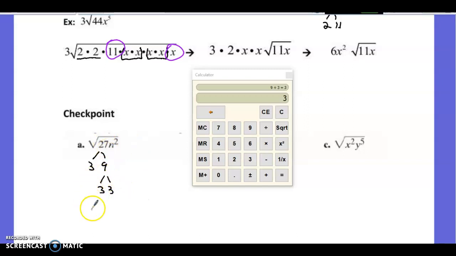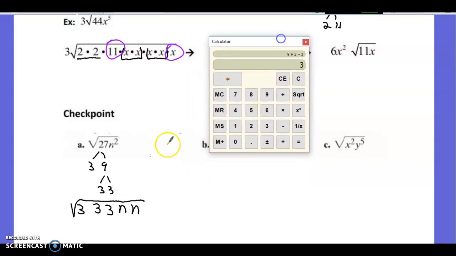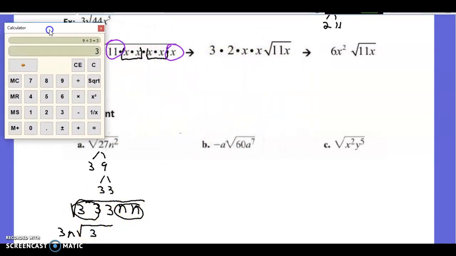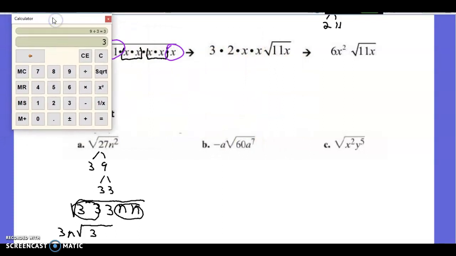So my prime factorization of this would be 3 3s, and then n squared. So now I'm looking for my pairs. Well, I have a pair of 3s, so that 3 comes out. I have a pair of n's, so that n comes out. And whatever does not have a pair stays within the radical. In this case, it would be 3. So my answer would be 3n root 3.